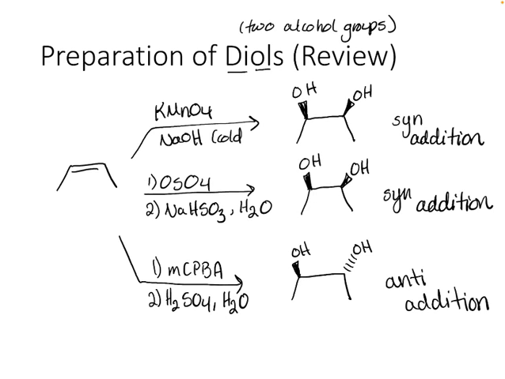And you'll notice that when we had syn addition of the OH groups, those resulting molecules had a plane of symmetry, but the one that we drew for anti-addition does not have a plane of symmetry, which means that it can have a non-superimposable mirror image, or an enantiomer.